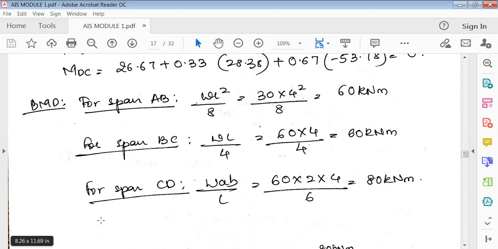Finally, for span CD, it is eccentrically loaded. Because it is eccentrically loaded, it is WAB by L. So WA is 2, B is 4, divided by L. So this is 80 kilonewton meter. Now this is the free bending moment.